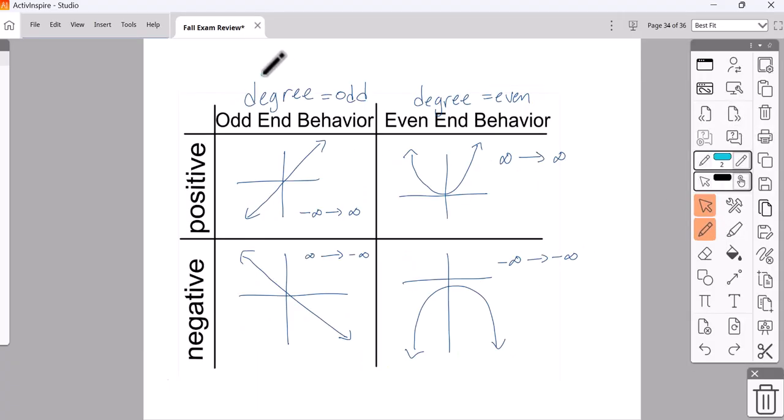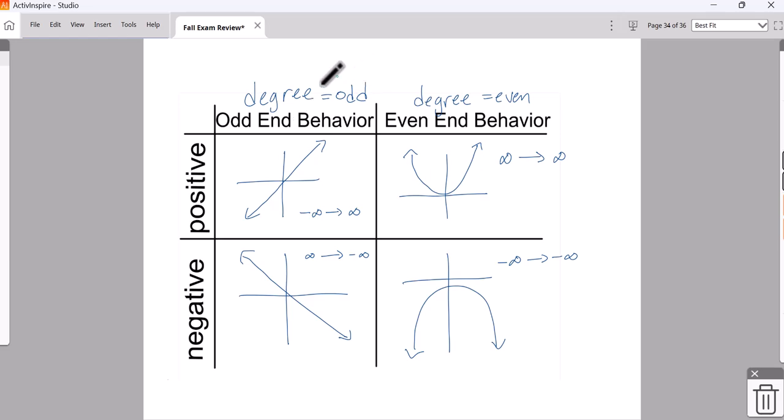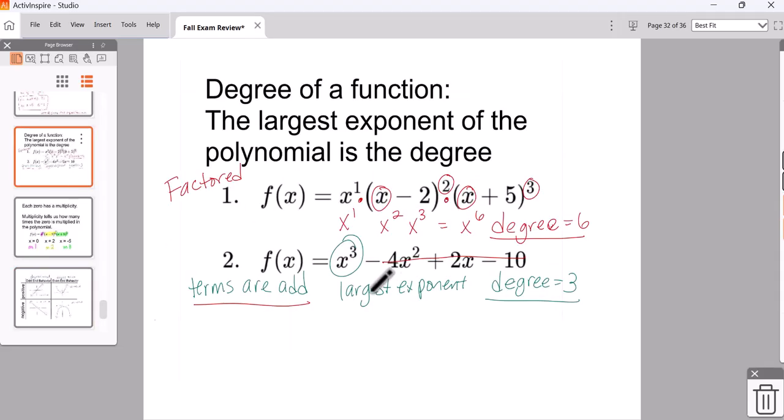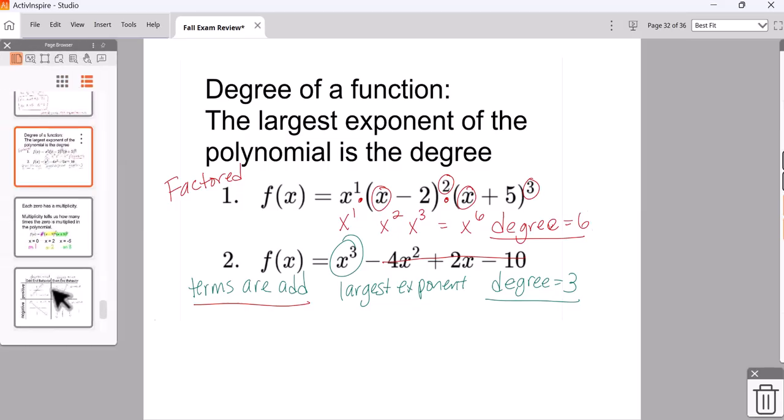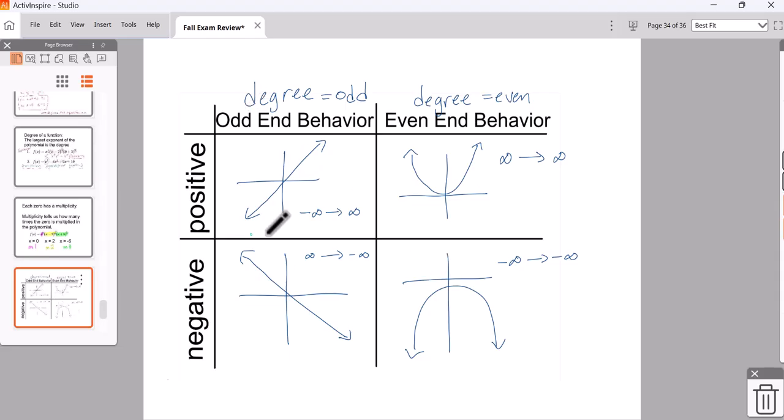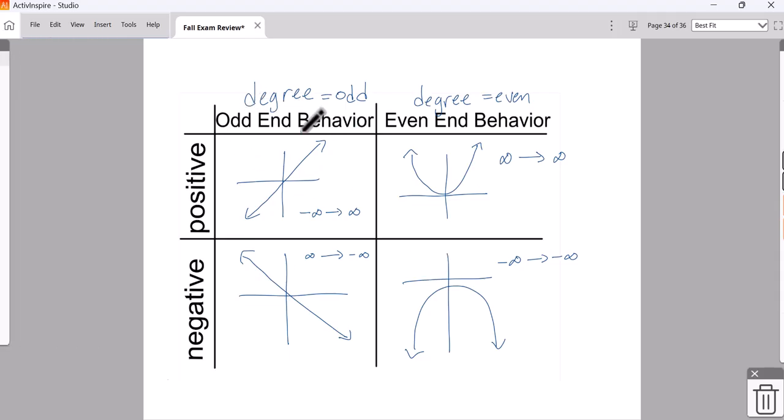And thinking about our degrees, if it has an odd degree, on this last question here, this has a degree of 3, that's an odd number. It is going to behave like an odd function. If the degree is even, then it's going to behave like an even function at infinity. So here we have odd end behavior, and we have positive and odd. We also have negative and odd. We also have positive even and negative even.